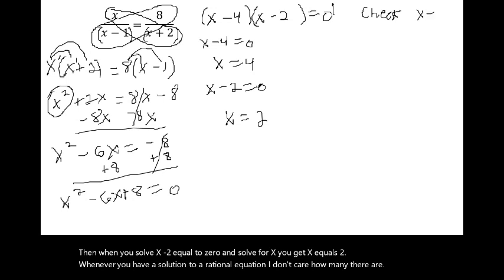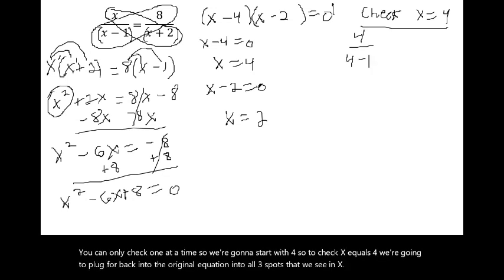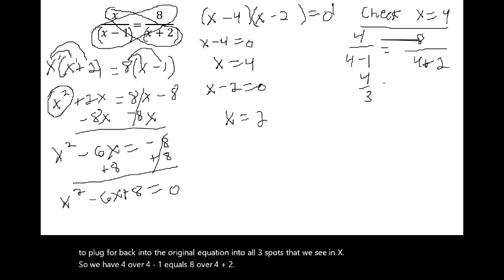You can only check one at a time, so we're going to start with 4. To check x equals 4, we're going to plug 4 back into the original equation into all three spots that we see an x. So we have 4 over 4 minus 1 equals 8 over 4 plus 2. So then 4 minus 1 is 3, equals 4 plus 2 is 6.